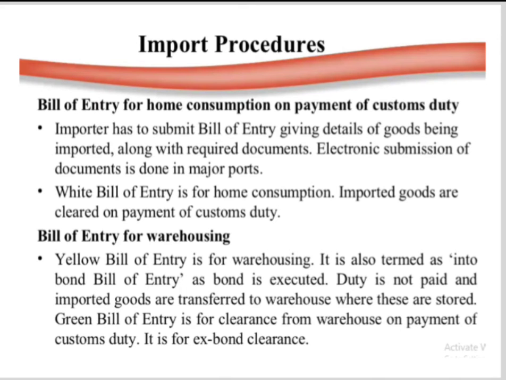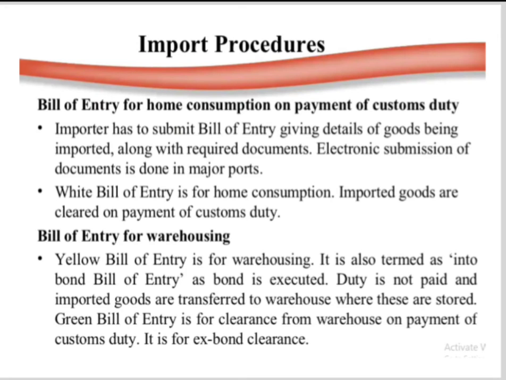Now about the import procedures. If you want to import a certain item from another nation, what are the procedures? First, the bill of entry for home consumption on payment of the customs duty. Then the bill of entry for warehousing, when goods have to be stored at certain places. The yellow bill of entry is for the warehousing. It is also termed the into-bond bill of entry.